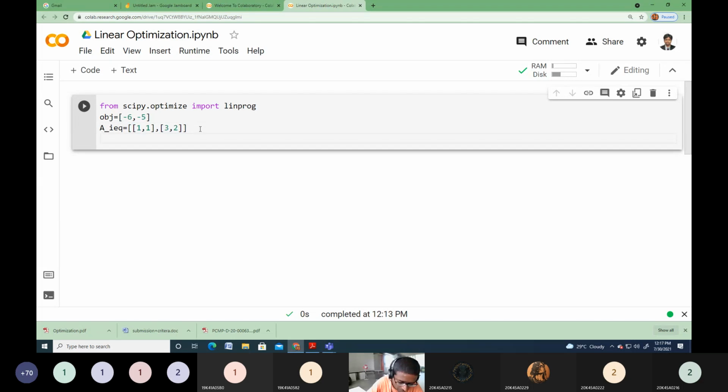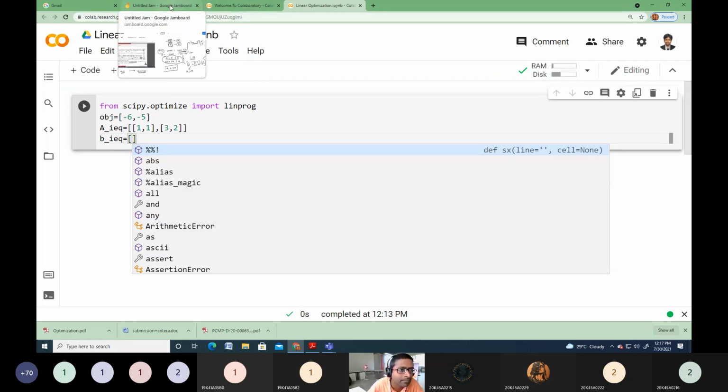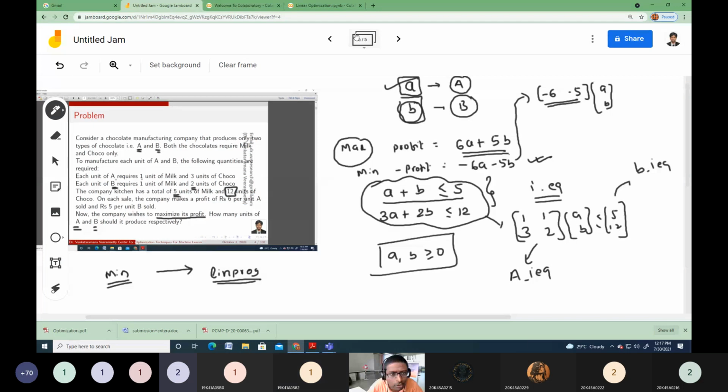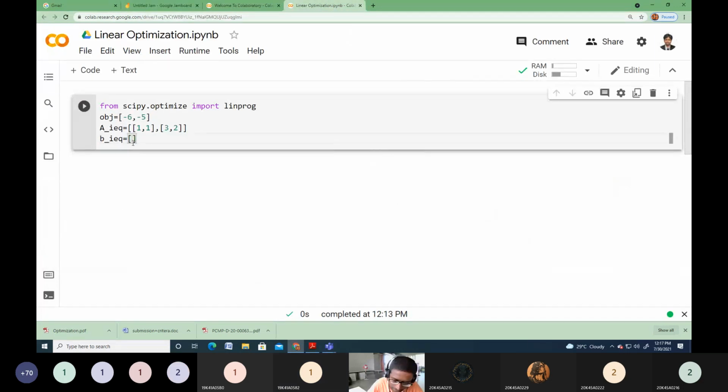Now coming to the constant matrix, I am representing it as B for the inequality constraints. That's equal to, what is the matrix here? 5 and 12. So you can take 5 comma 12. Only two values, 5 comma 12, you can take.